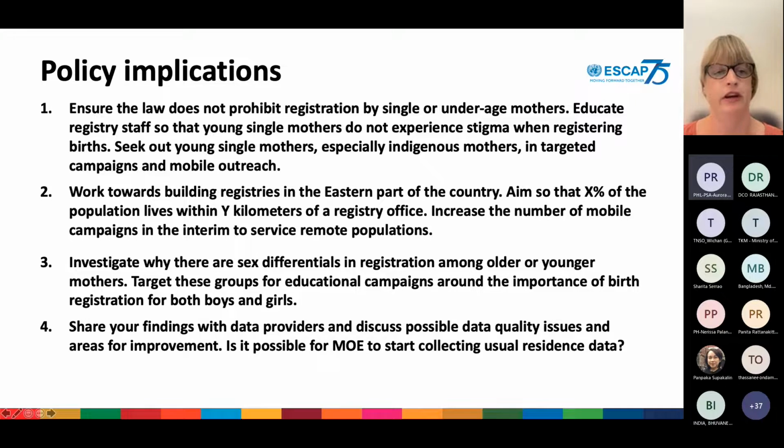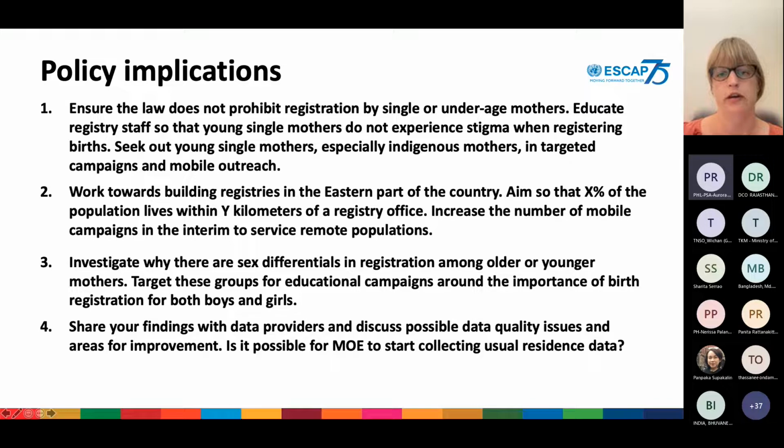Also, we want to educate our registry staff so that young single mothers do not experience stigma when registering their births. And it might be necessary to seek out young single mothers, especially Indigenous mothers, in terms of targeting them for mobile campaigns and outreach.